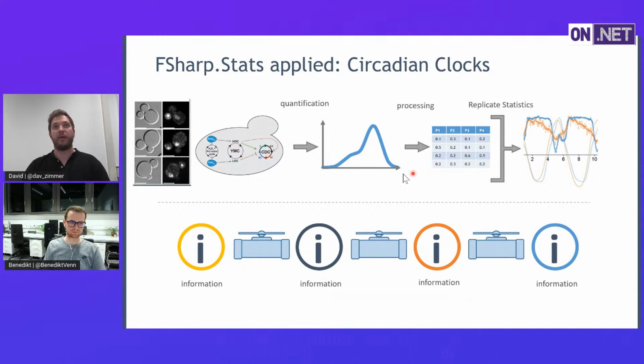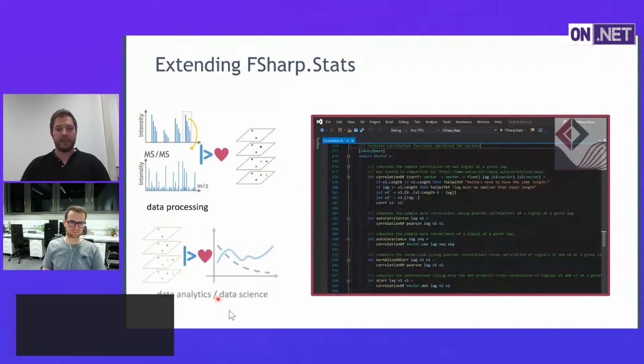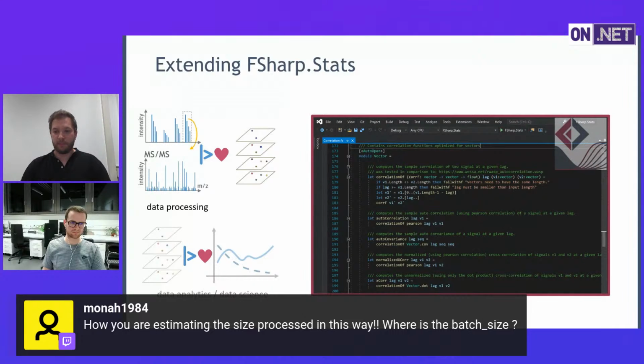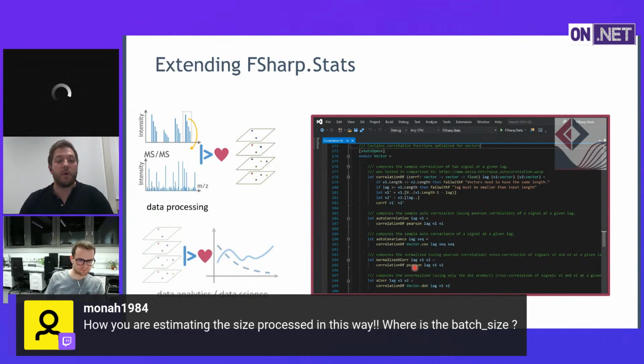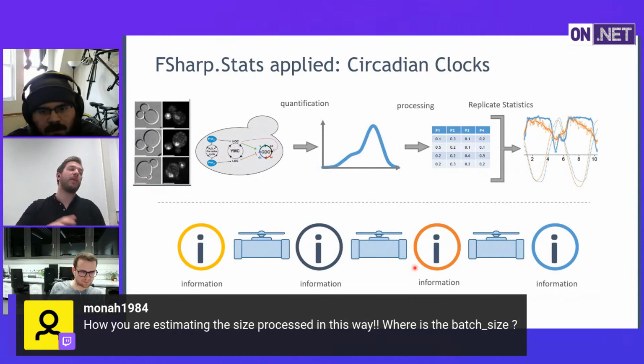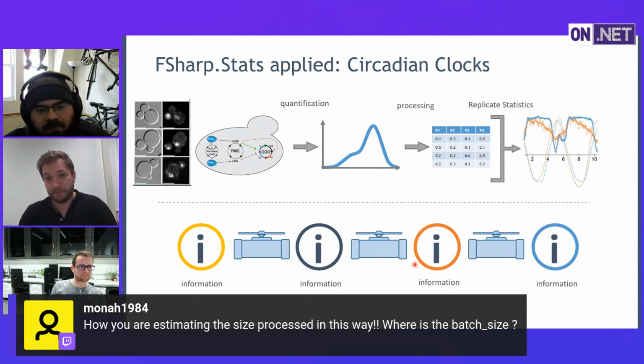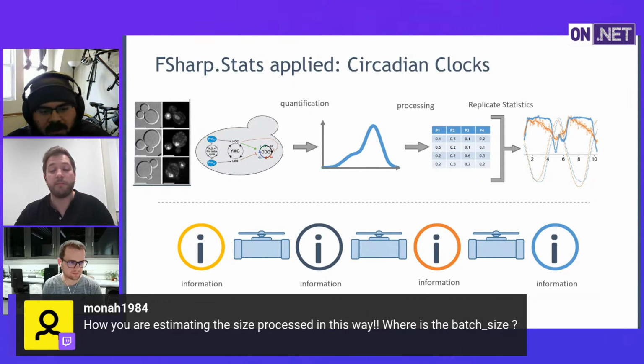Okay, so now I'm going to show you one project of the second pillar and how we applied FSharp.Stats there. So we have a question here from the chat from Mona 1984. It says, how are you estimating the size processed? Do you provide batch size? So do you process the data in batches, and how do you provide that?